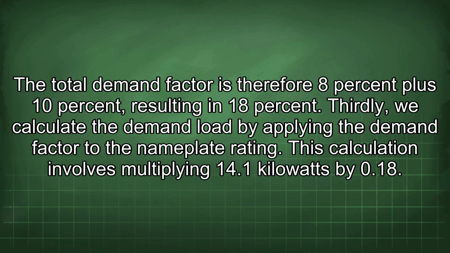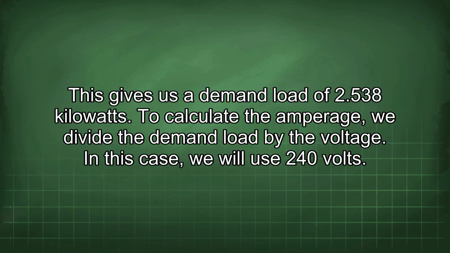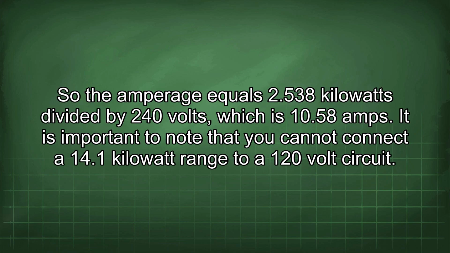Thirdly, we calculate the demand load by applying the demand factor to the nameplate rating. This calculation involves multiplying 14.1 kilowatts by 0.18. This gives us a demand load of 2.538 kilowatts. To calculate the amperage, we divide the demand load by the voltage. In this case, we will use 240 volts. So the amperage equals 2.538 kilowatts divided by 240 volts, which is 10.58 amps.